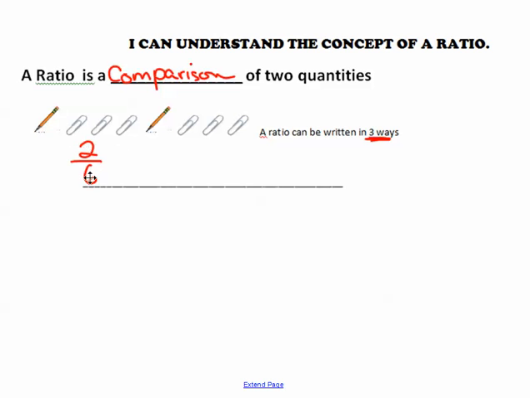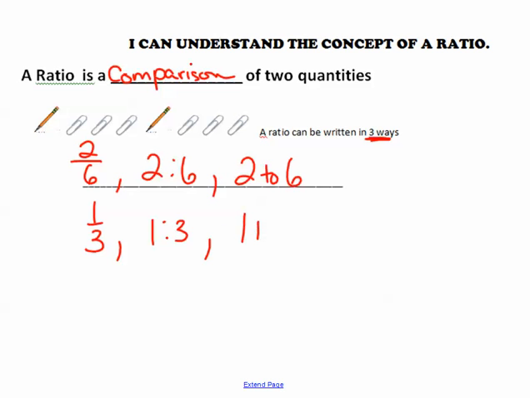A fraction is a ratio, okay? It's looking at two separate things there. Another way is to use a colon, and another way is to use the word "to." So those are the three different ways I can write a ratio. Now, you'll see that I could also simplify my ratio. Instead of 2 to 6, I could say 1 to 3, or 1:3. Basically what that means is for every one pencil, there are 3 paper clips.